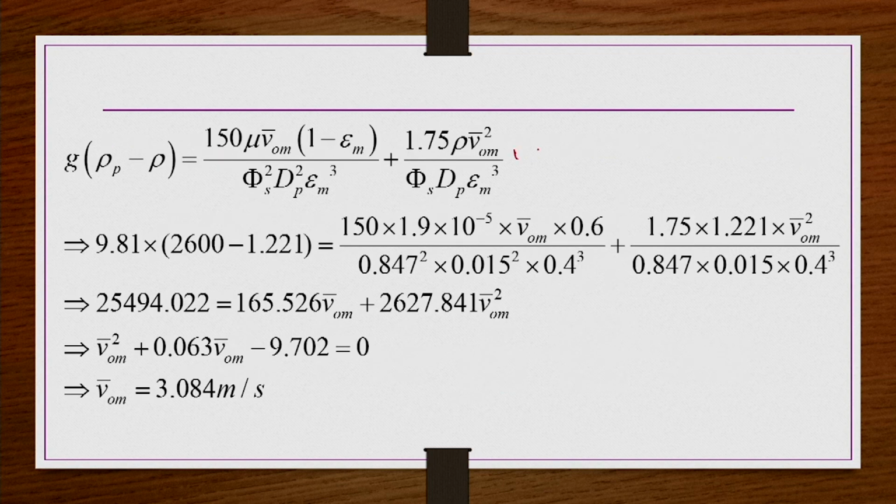This value you have to use in the corresponding equation for minimum fluidization. The minimum fluidization equation is the same equation we have been using. Here also we use the same equation, with G, rho p, rho, mu, epsilon m, dp, phi s. Everything is known in this equation except Vom bar. So, you substitute and simplify, and obtain the solution. You get minimum fluidization velocity as 3.084 meter per second, quite high compared to the previous example problems.